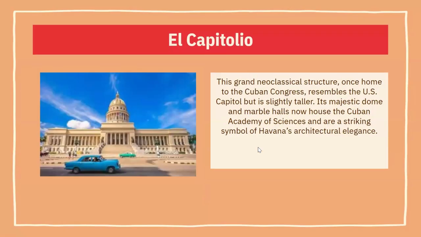El Capitolio. This grand neoclassical structure, once home to the Cuban Congress, resembles the US Capitol, but it's slightly taller. Its majestic dome and marble halls now house the Cuban Academy of Sciences and are a striking symbol of Havana's architectural elegance. That definitely does look like the US Capitol for sure. It's very, very similar.